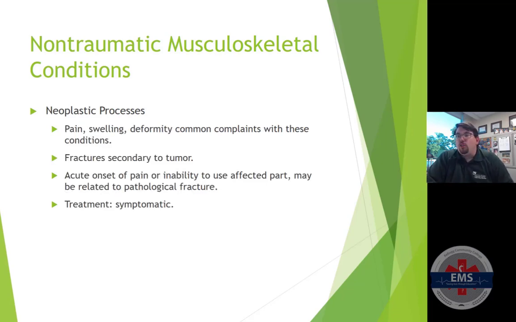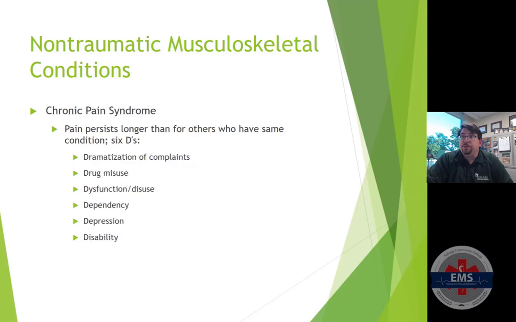Pain, swelling, and deformity are all going to be common complaints with these types of conditions, right? Fractures can also happen secondary to tumors because tumors can weaken the bones and joints around them. An acute onset of pain or instability in an affected part may be related to a deeper problem, more of a pathological fracture because of the underlying cancer. Treatment-wise, it's going to be based on the symptomatic presentation of your patient. Remember, the stuff and fluff technique goes a long way with these folks.